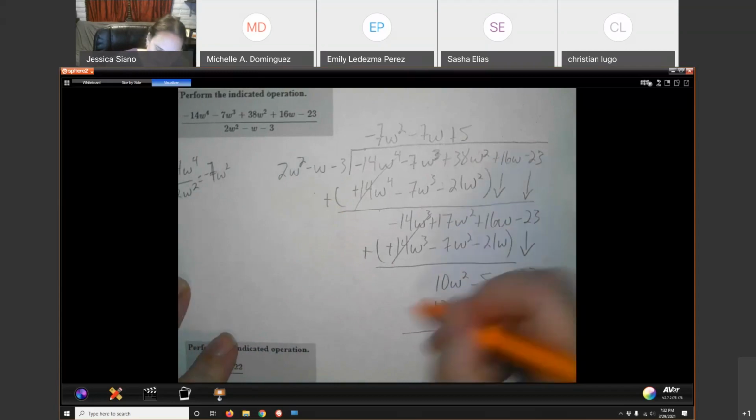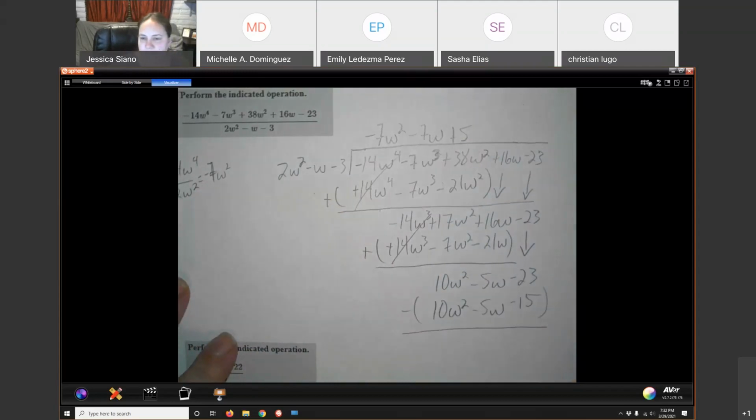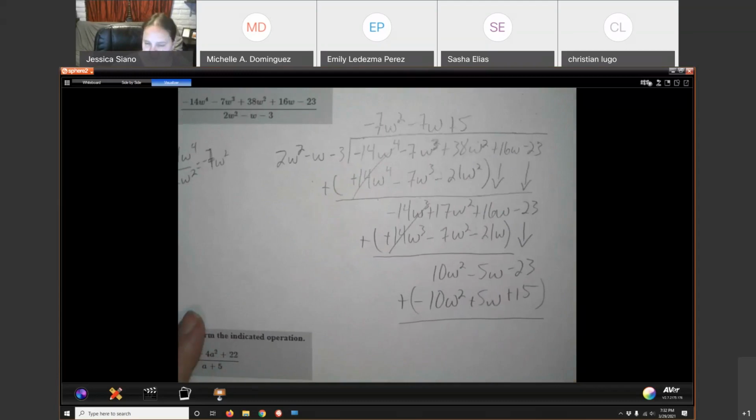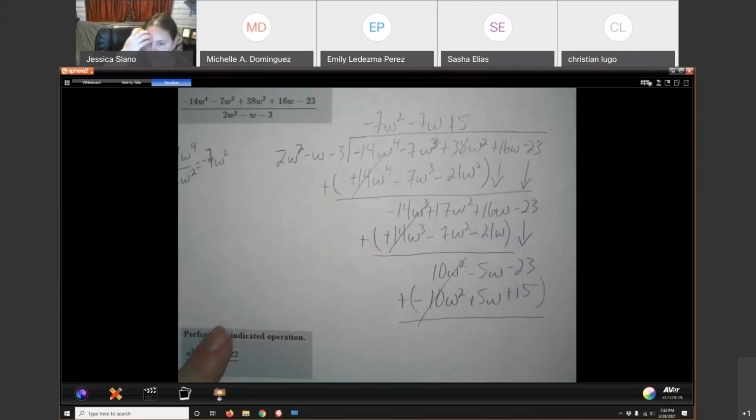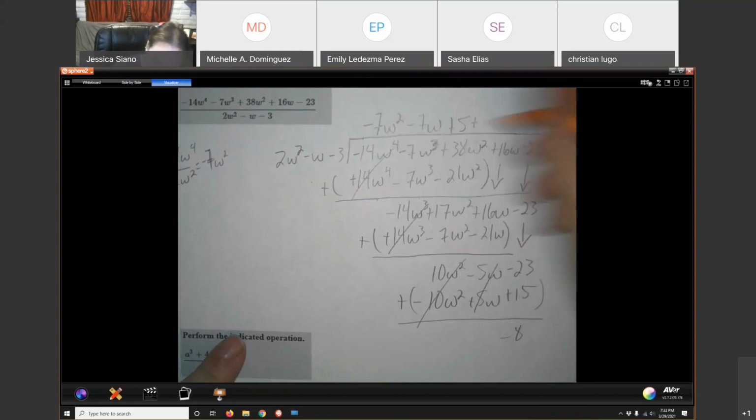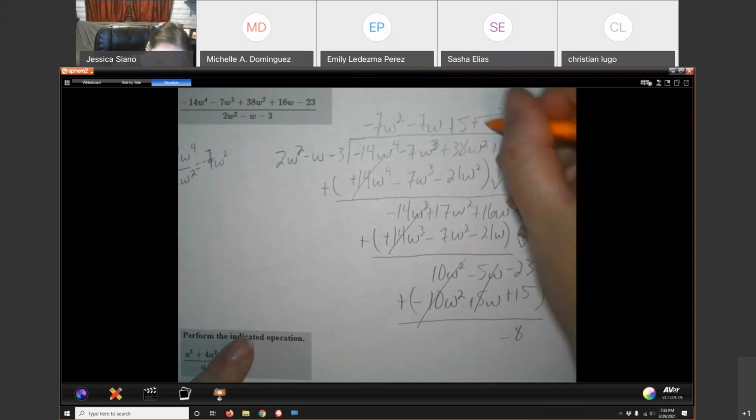And then we subtract. So let's distribute our negative. Change the sign of everything behind it, and then add. First term cancels. And then here, a negative 5w and a plus 5w cancel also. And a negative 23 plus 15 is negative 8. And so that's my remainder. So my final answer is this plus a negative 8 over 2w squared minus w minus 3.